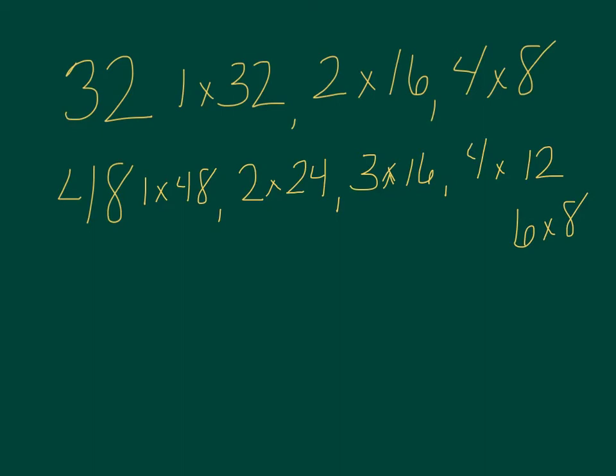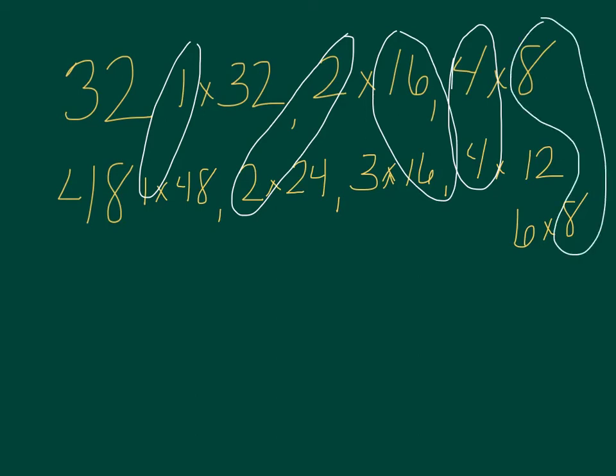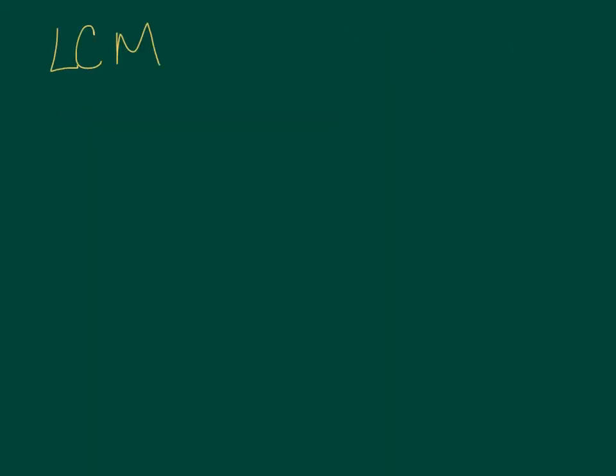Okay, so now again, I look for what they have in common. They have 1 in common. They have the number 2 in common. They don't have any 3s. They have 4s in common. They don't have 48, 32, no, 24, I'm just going through. Oh, they have a 16 in common and an 8 in common. When I look at which number is the largest, my GCF, my greatest common factor for these two numbers would be 16.